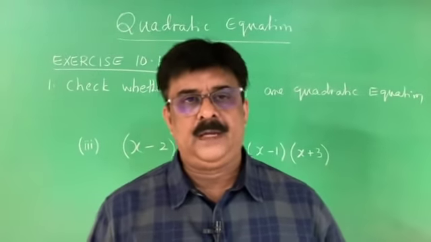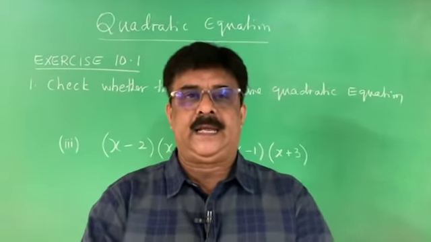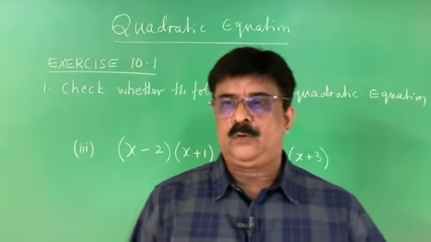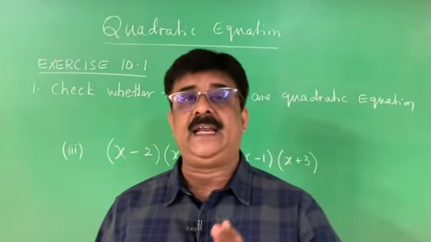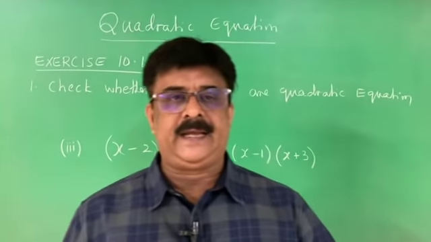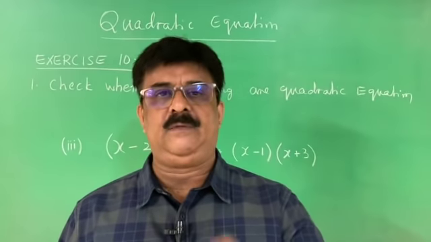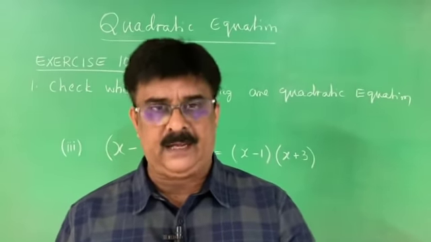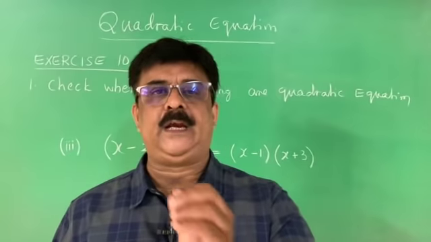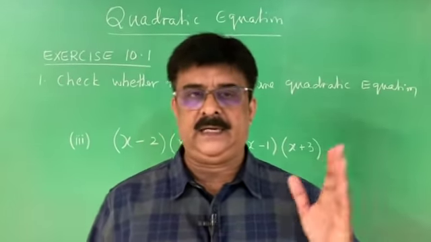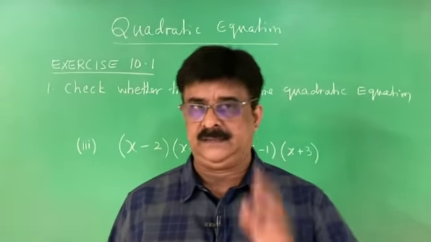Hello children, we are in a chapter called quadratic equation. In this chapter, what I told you is that a quadratic equation is a second degree equation. ax² + bx + c = 0 is the standard form of the quadratic equation, where a is not equal to 0, a, b and c are constants, and it is an equation of variable x.